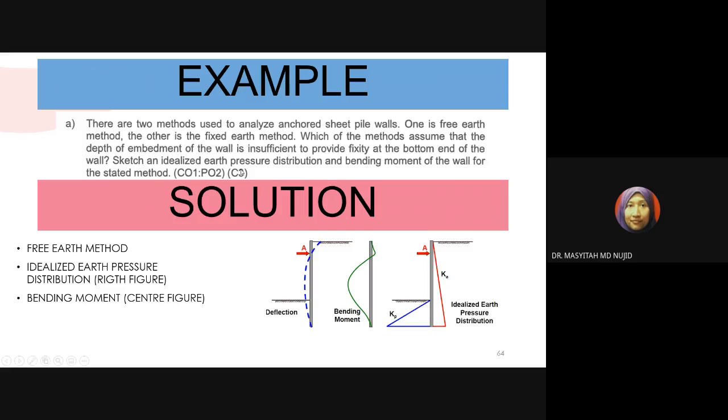Sketch and idealize the earth pressure distribution and bending moment of the wall for the stated method. By looking at the statement here, it's insufficient to provide fixity at the bottom end of the wall. So the answer is the free earth method. Looking at this diagram, in order to answer the earth pressure distribution and bending moment of the wall, these three figures are referring to the free earth method.